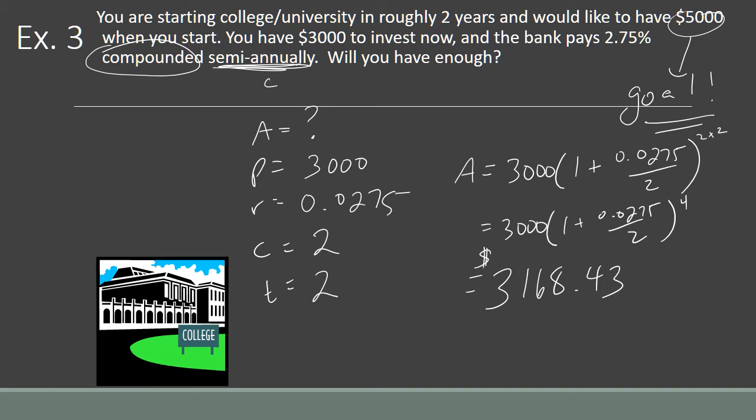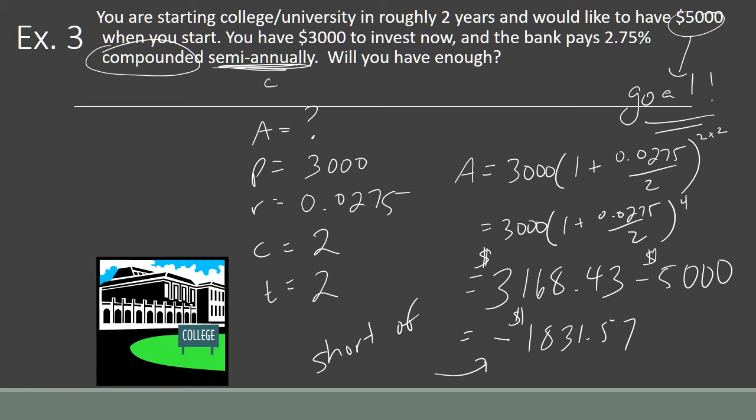However, did we reach our goal? Remember, our goal was $5,000. We didn't. And if I was to subtract my goal minus $5,000, you're going to get a negative. And you're going to get negative $1,831.57. And that negative tells you you're short. So we are short of our $5,000 goal.